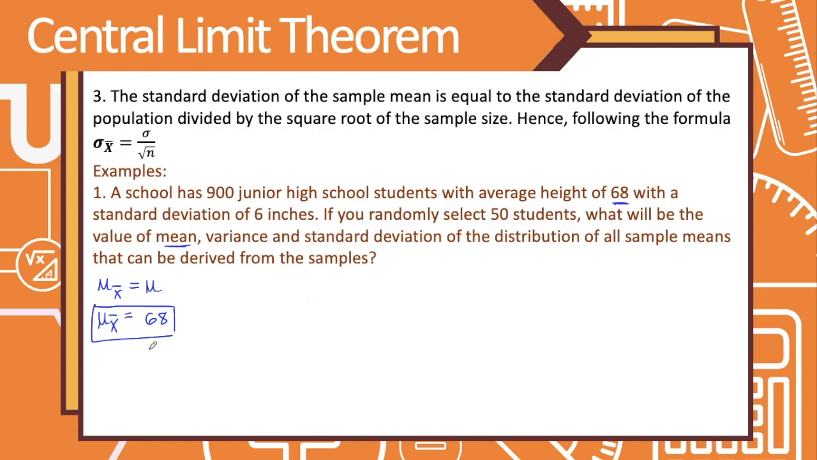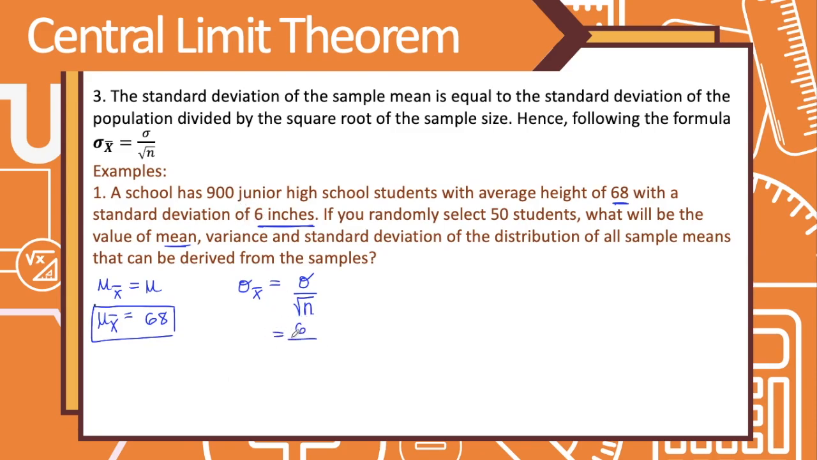variance. So for the standard deviation of the sample mean, we can use the formula here in property 3, which is the standard deviation of the population over the square root of n. So we can use this formula because in this problem, the standard deviation of the population is given, which is 6 inches. So this is the standard deviation of all the 900 students in the junior high school. So that is also the population, the 900 junior high school students. So 6 inches is the standard deviation.